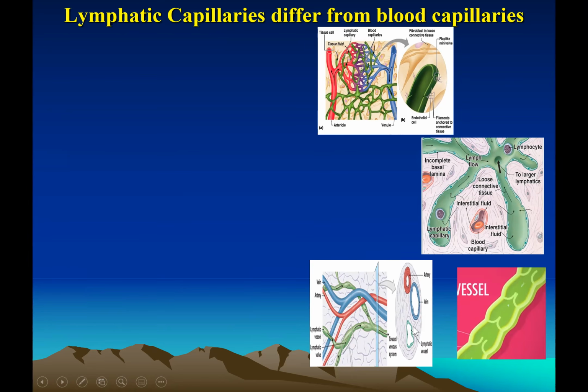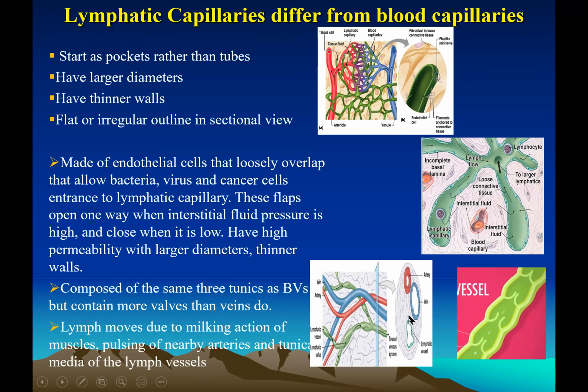So it has all the three layers that we studied in an artery and vein. But the lumen, you can see here, is highly collapsed because the pressure is very low. So the lymph will move up through the milking action of the vessels.